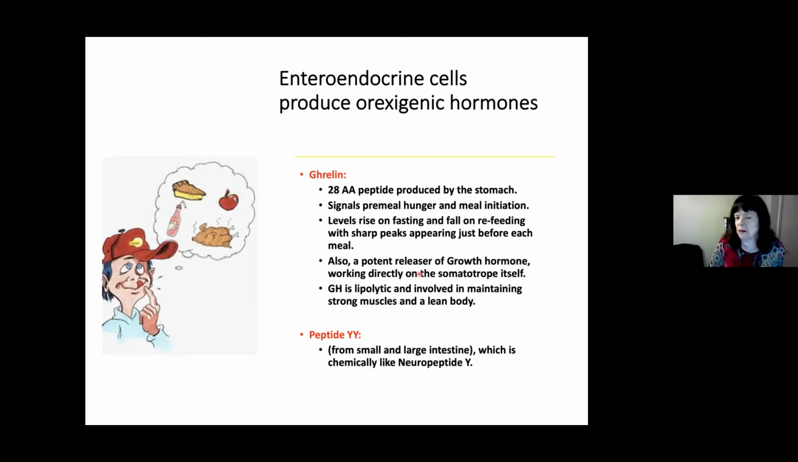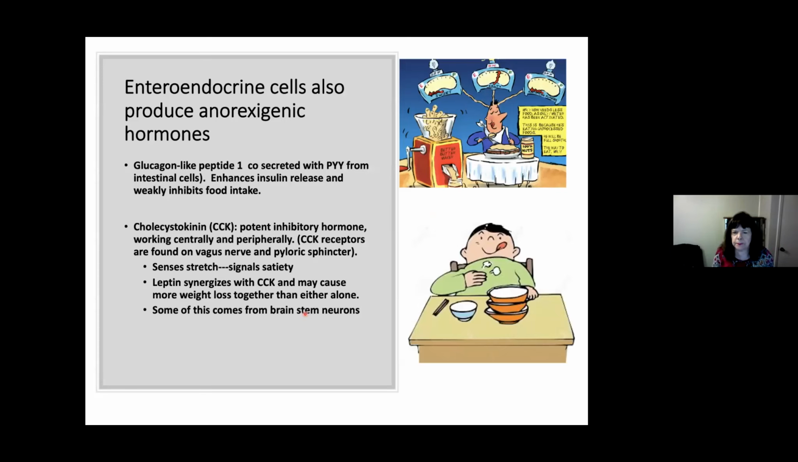Interestingly enough, ghrelin also stimulates growth hormone, but that doesn't mean we have growth hormone release every time we're hungry. But it is an important releaser of growth hormone. So those are two orexigenic hormones.